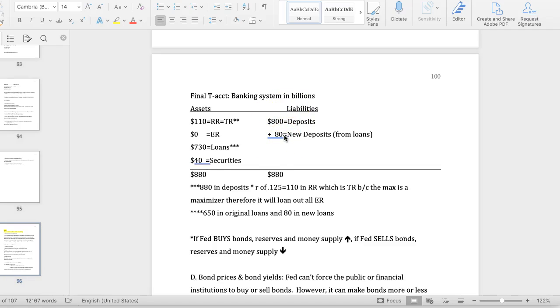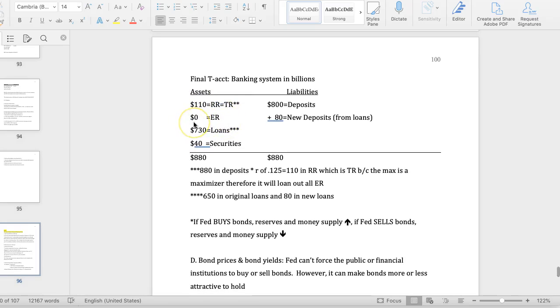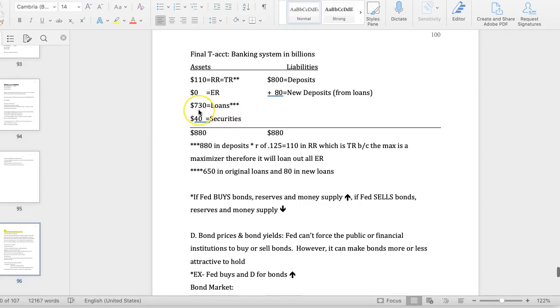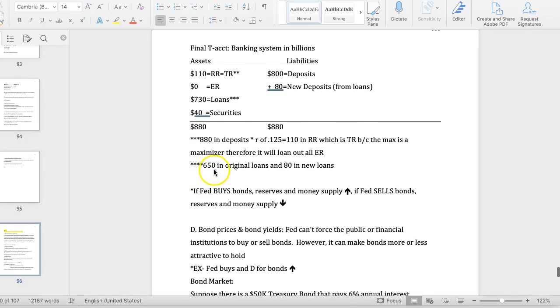We know that the required reserve ratio is 12.5%. So 12.5% times 880 is 110. That is the required reserves. There are no excess reserves. Then $730 in loans. And where did we get that? We have the $650 that we originally had, and then the 80 that was newly created money that we loaned out. That is where we got the 730. And then we have the 40 of securities left over.